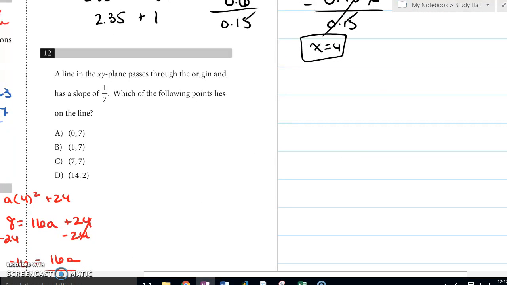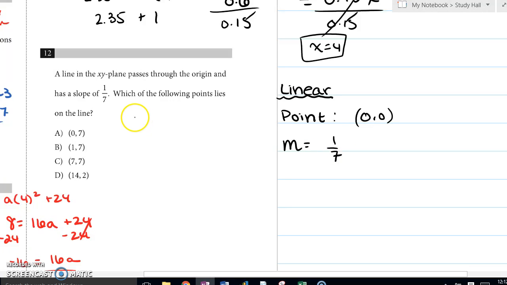All right, number 12. A line in the XY plane passes through the origin, meaning that if we're talking about a line, this is linear, and most likely I'll be talking about point slope form, slope intercept form, something like that. So I'm going to write down what I'm given. I'm given a point, 0, 0, the origin, and a slope of 1/7. Which of the following points lies on the line?